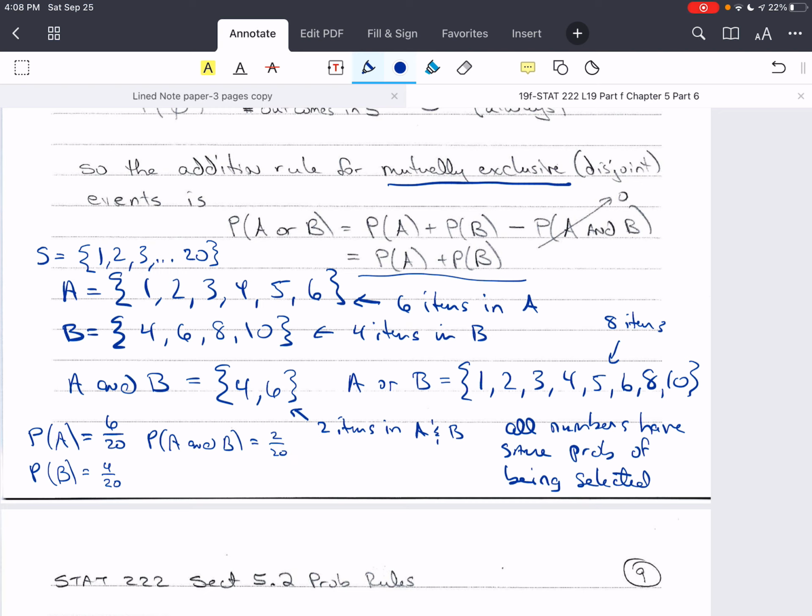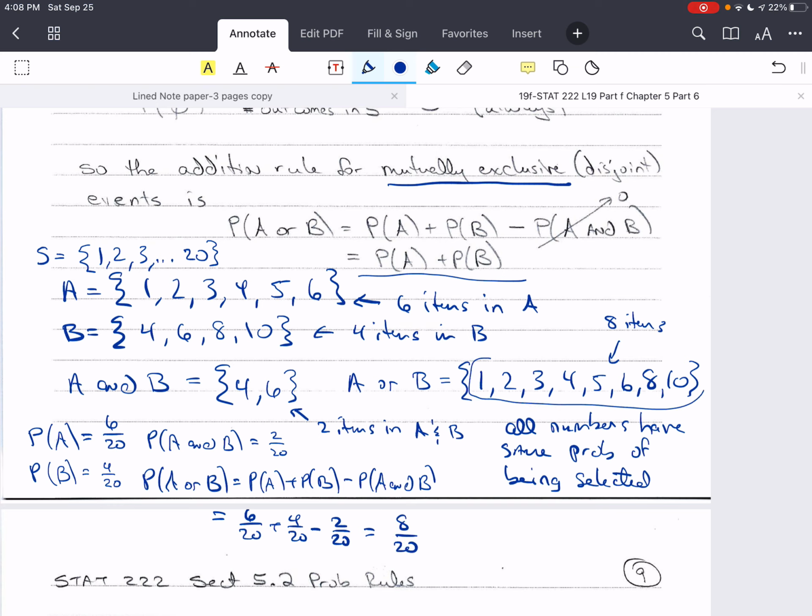We can find the probability of A or B using the addition rule. That's going to be the probability of A plus the probability of B minus the probability of A and B. And that is going to be 6 over 20 plus 4 over 20 minus 2 over 20. And that's going to give us 8 over 20, which is exactly what we had here, 8 items. So you can see how this works, right?